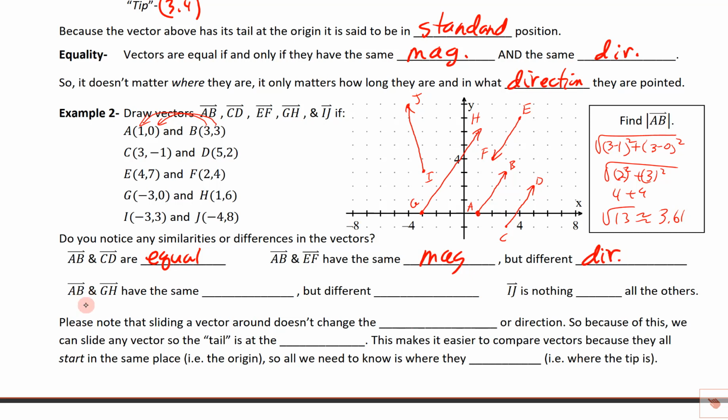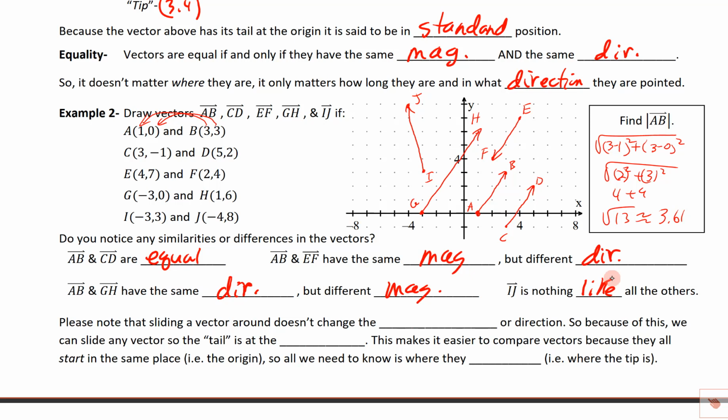And then AB and GH. Well, if you look at that, if you check the slope of the two of those, they are headed off in the same direction. They're angled the same way. They're pointed the same way. But GH is much longer. So they have the same direction, but they have different magnitudes. Okay? And then if we look at the last one, IJ compared to these other ones, it is nothing like all the others. It's completely different. It's kind of out there on its own.